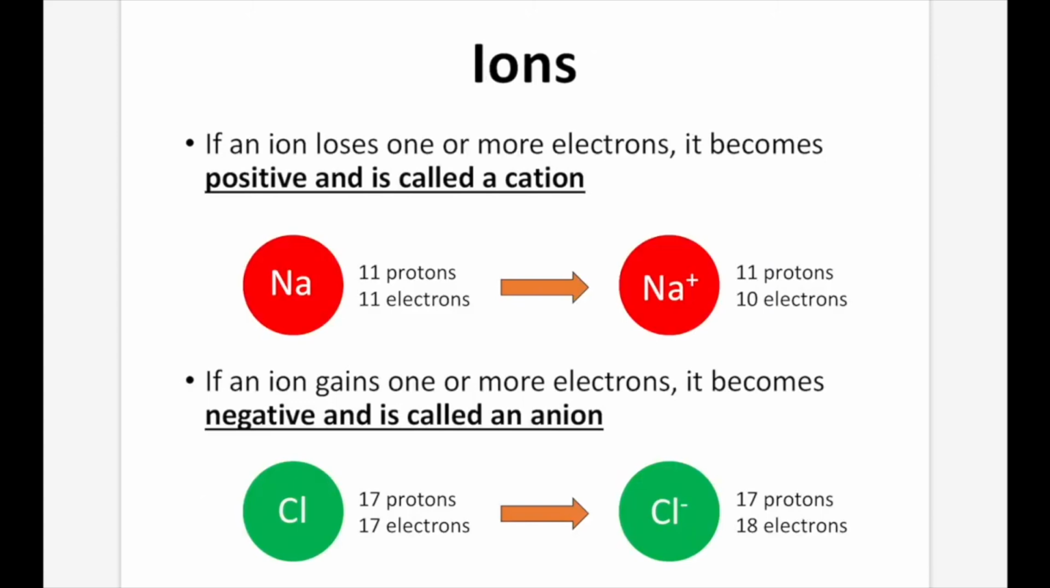Ions. If an ion loses 1 or more electrons, it becomes positive and is called a cation. If an ion gains 1 or more electrons, it becomes negative and is called an anion. So you can see in our positive up here, our sodium has 11 protons, 11 electrons. If it loses 1 of its electrons, it only has 10, it gains a positive charge, and it becomes a cation, a positive ion. Chlorine has 17 electrons. If it gains 1 electron, it's going to have a negative charge, and we're going to call it an anion.